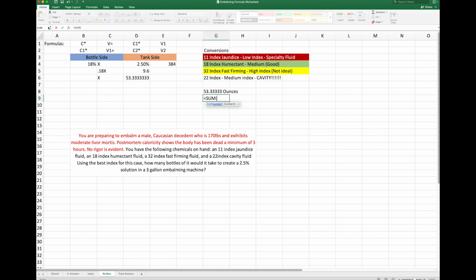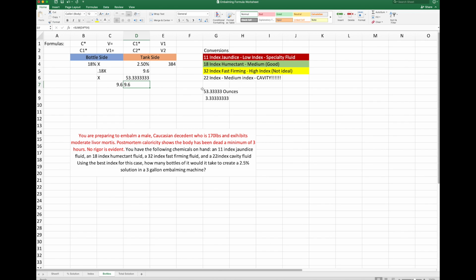We need to divide this number into 16. We're looking at 3.3 something bottles. So let's do the math and make sure this works. We know that this side times this side should give us 9.6. We know that this times that should give us 9.6. The numbers add up. The math is good.